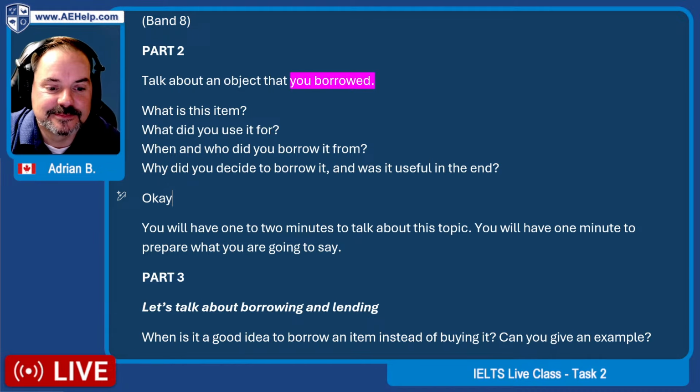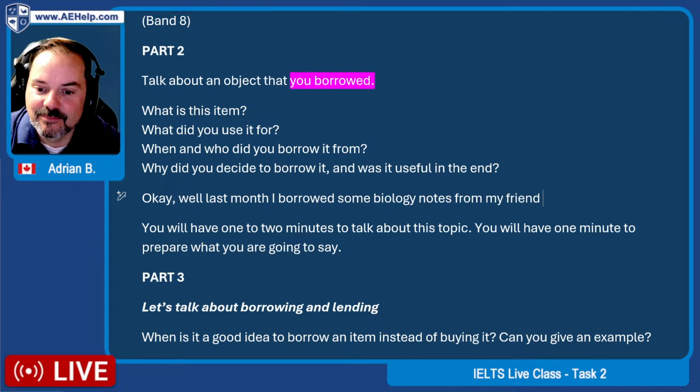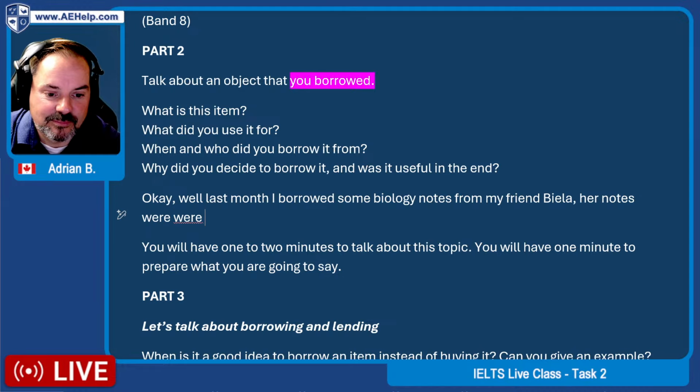Okay, well, last month I borrowed biology notes from my friend. Actually, I had missed some classes due to some reasons, and I didn't understand a few topics. And her notes were very helpful and simple with drawings and short points. I borrowed them twice a day before my test and studied. Then I used those notes for my practice questions.